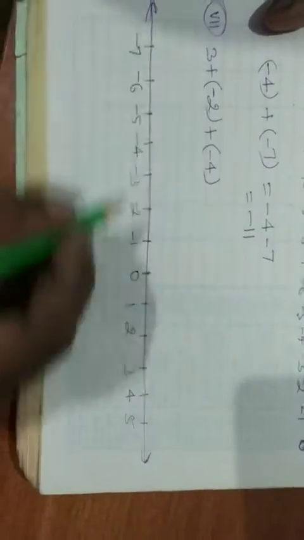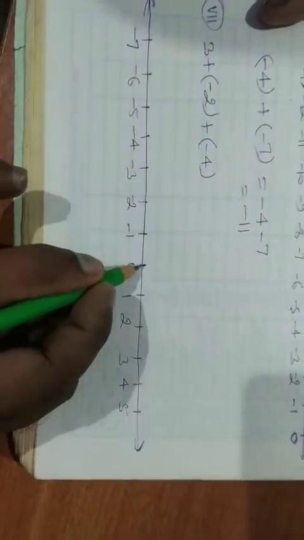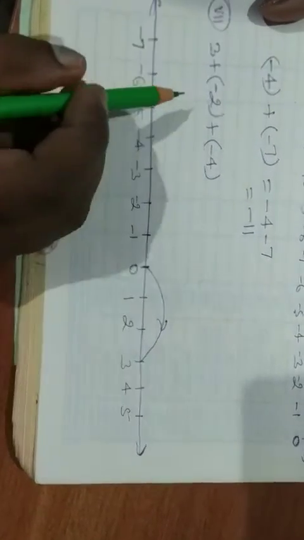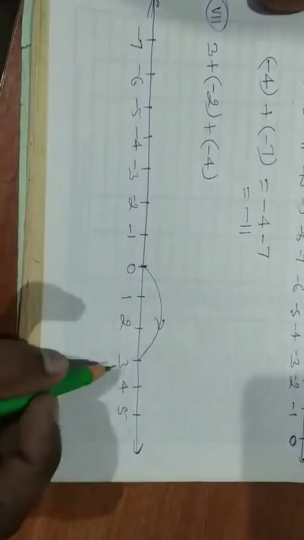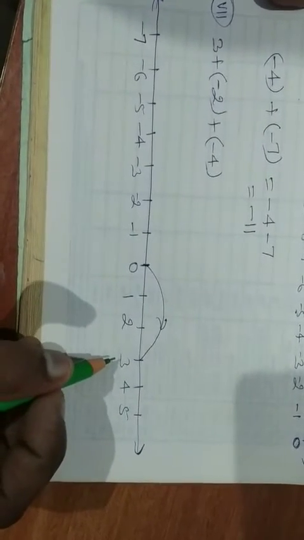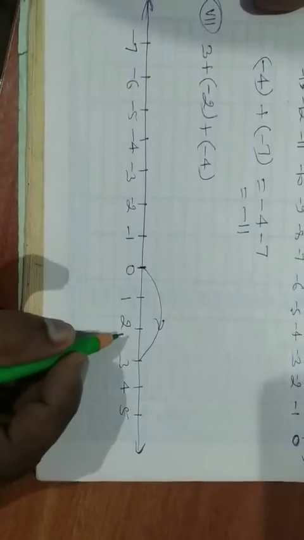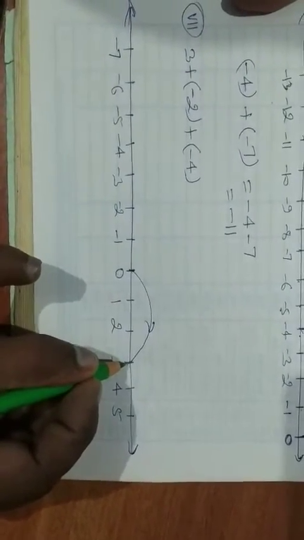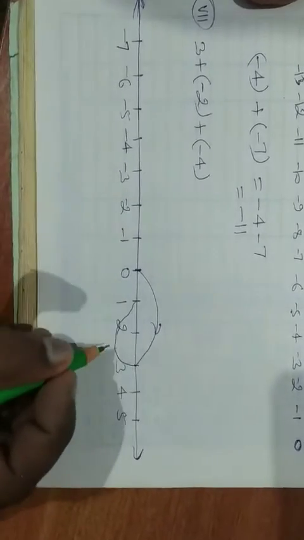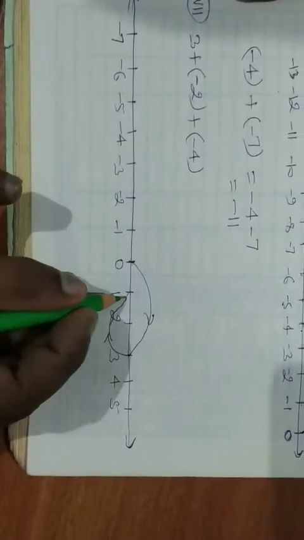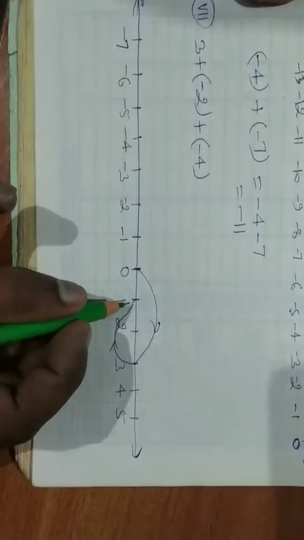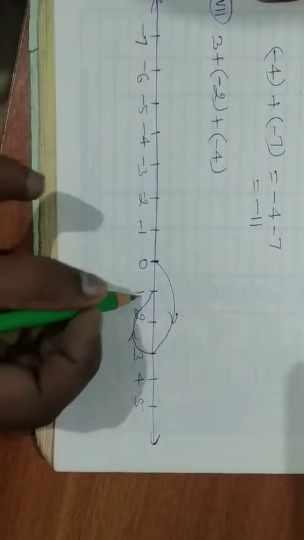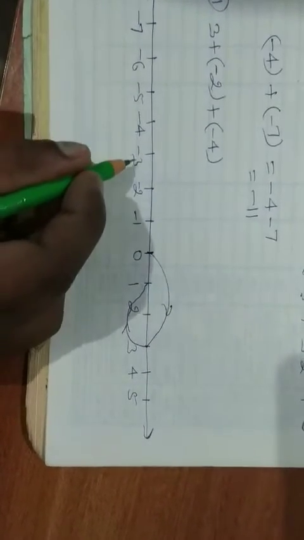Here plus 3. So we move from 0 to 3 in the right direction. Arrow is just like this. And minus 2. So from 3, 1 and 2, we come back. Then for minus 4, we go further left: 1, 2, 3, 4.